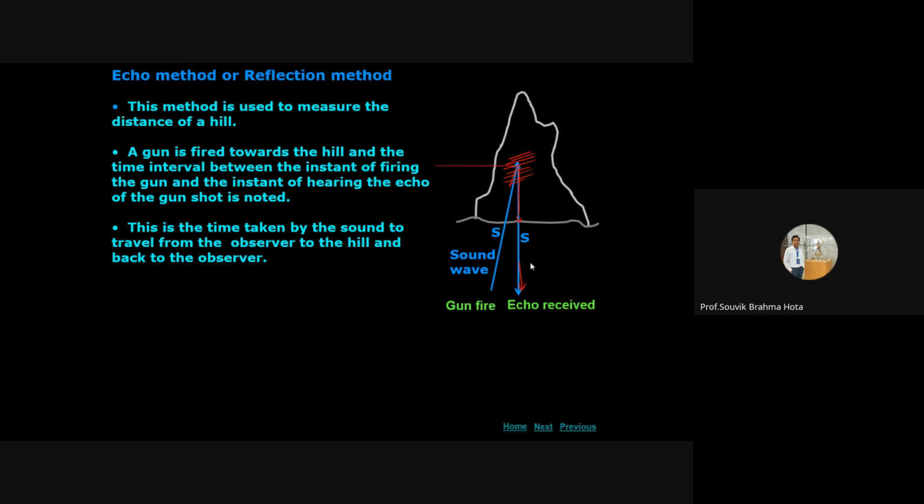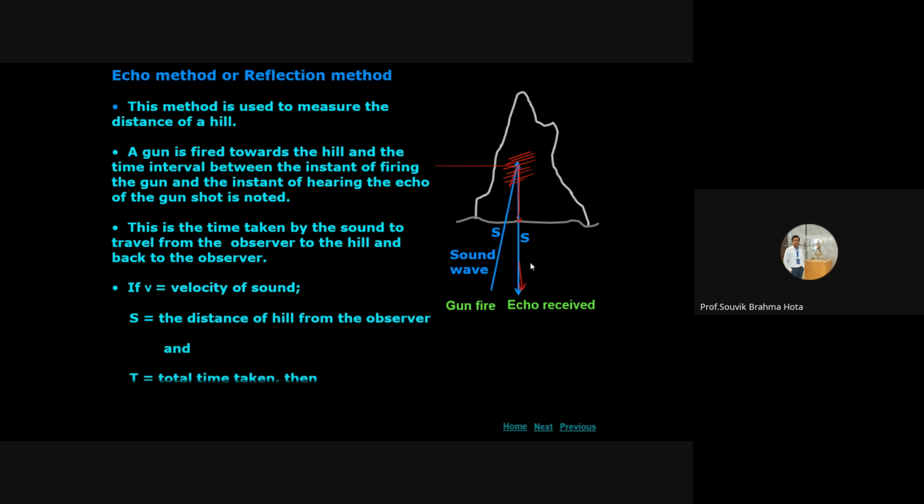This is the time taken by the sound to travel from the observer to the hill and then again from the hill to the observer. So it is twice the distance. If v is the velocity of the sound and s is the distance of the hill from the observer, what can you say? We know it.